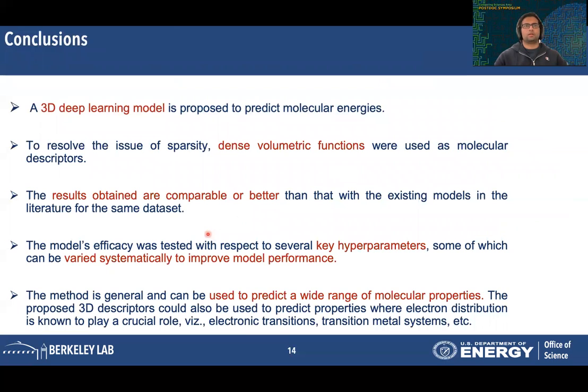So finally, in this work, we have proposed a general method that can be used for a wide variety of molecular properties. For example, electron localization functions have also been used to study bonding in open shell systems and transition metal complexes. Therefore, machine learning models based on electron localization functions can be a highly valuable tool to predict the properties of systems where the electronic structure is known to play a key role.